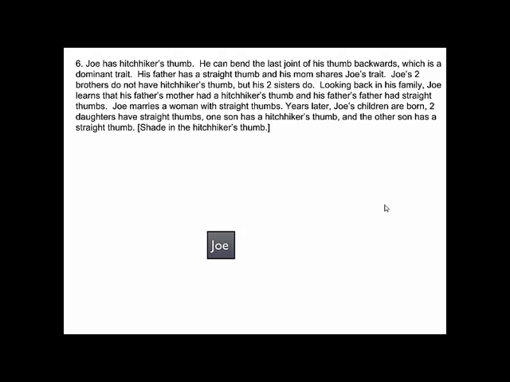Joe marries a woman with straight thumbs. Years later, Joe's children are born. 2 daughters have straight thumbs. One son has a hitchhiker's thumb, and the other son has a straight thumb. So draw a pedigree. Fill in, shade in the shapes if they have hitchhiker's thumb.